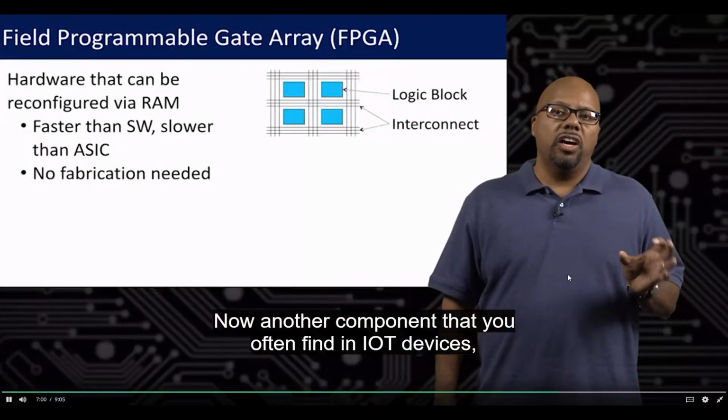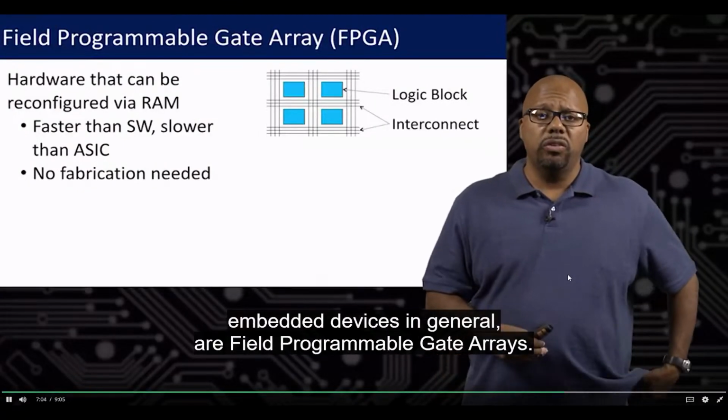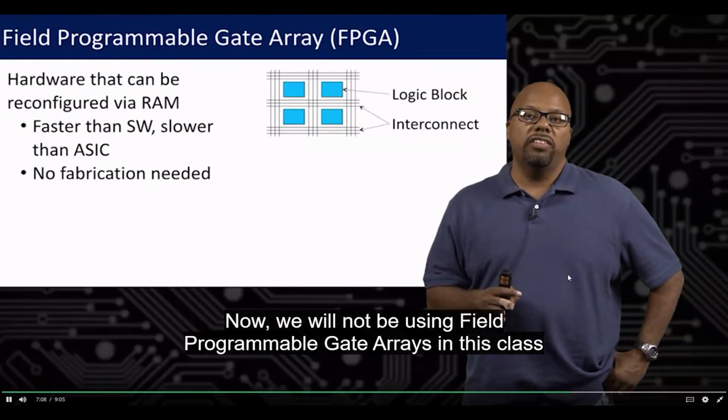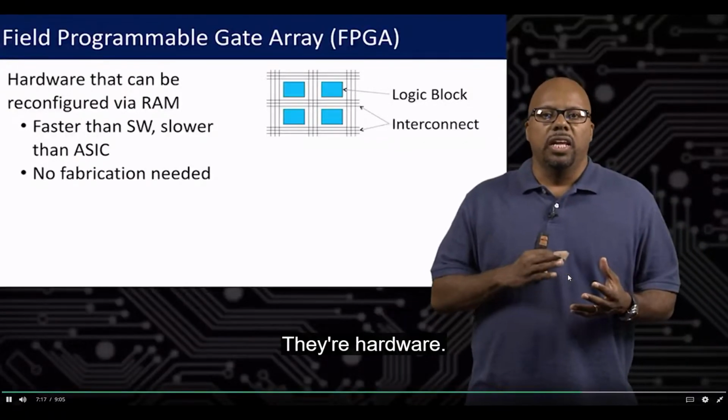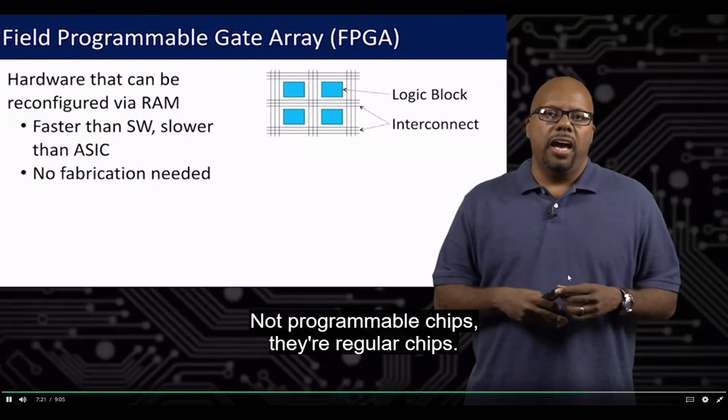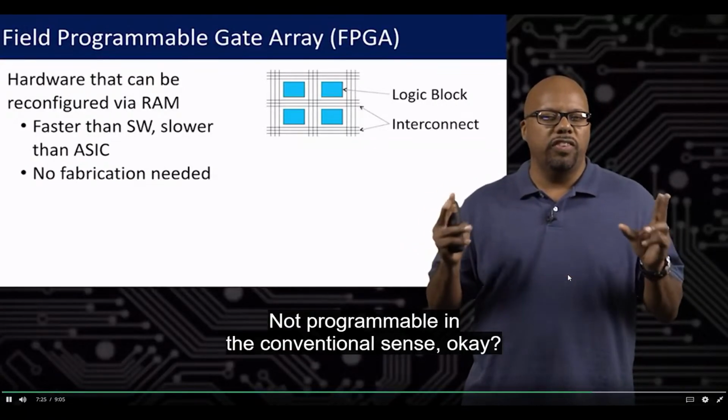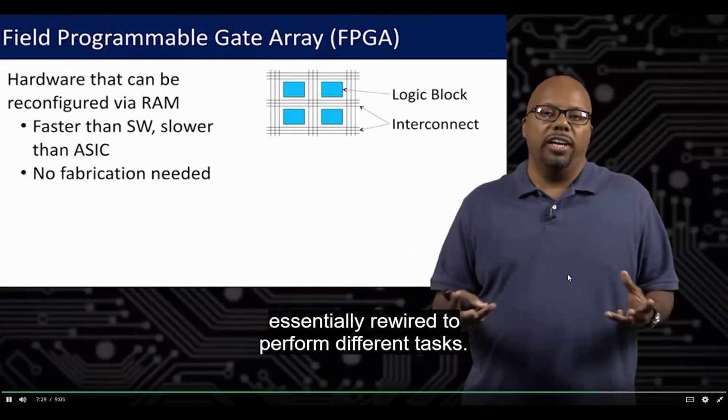Now, another component that you often find in IoT devices, embedded devices in general, are field programmable gate arrays. Now, we will not be using field programmable gate arrays in this class because their complexity is basically outside the scope of the class. But what they are is an interesting thing. You should know what they are. They're hardware. They're integrated circuits, chips, not programmable in the conventional sense. These things can be reconfigured, essentially rewired to perform different tasks.